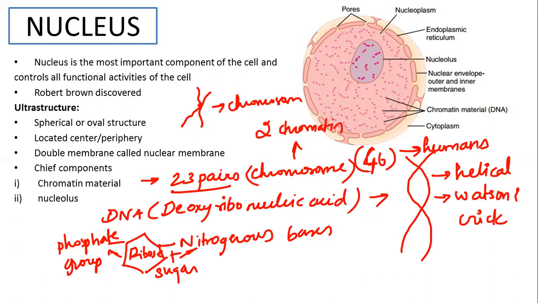When we see the diagram, you can see this nucleus structure. The nucleus is covered with a nuclear envelope, which has pores. They have a double membrane with pores in between, and these pores are used for releasing genetic material from the nucleus to the cytoplasm.